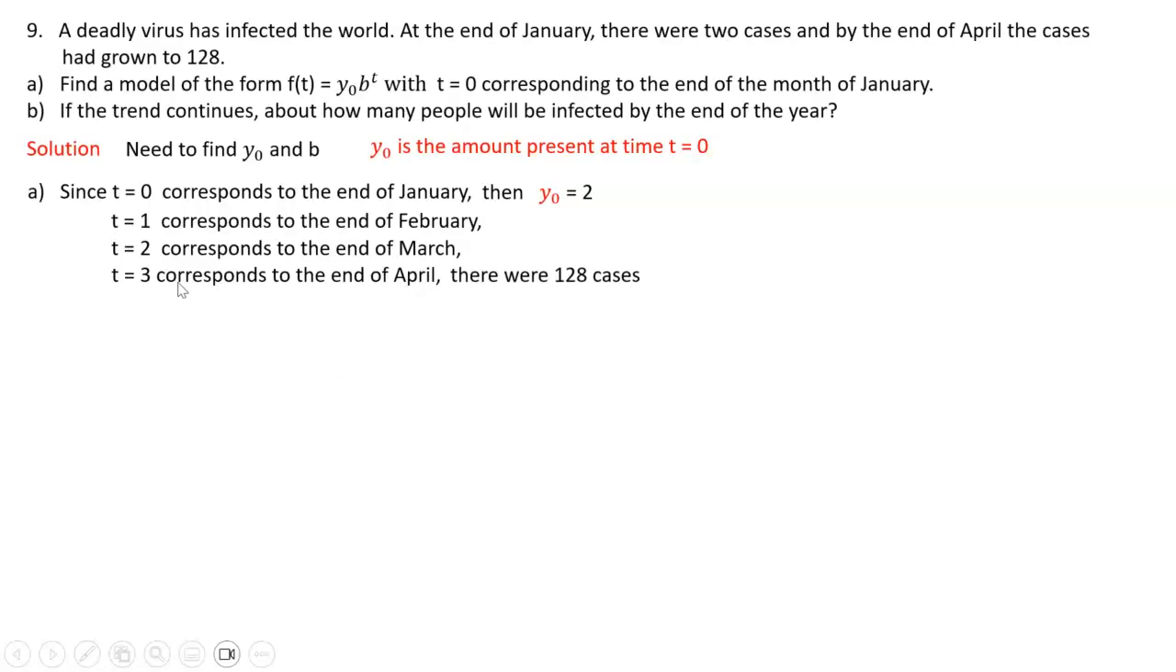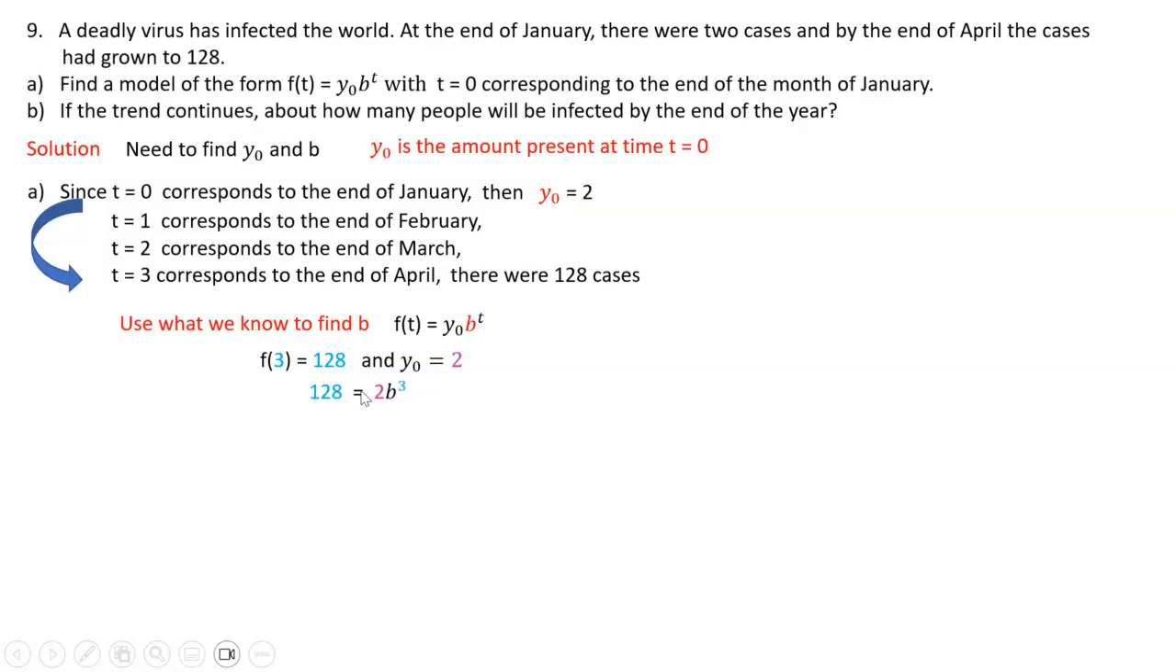So we're going to go from the end of January to the end of April, which is 3 months. So in 3 months, there were 128 cases, right? Which means f of 3 equals 128. That means, guys, that when my time is 3, we have 128. So 128 will be my f of 3 equals 2, my y naught, times b to the 3rd power.